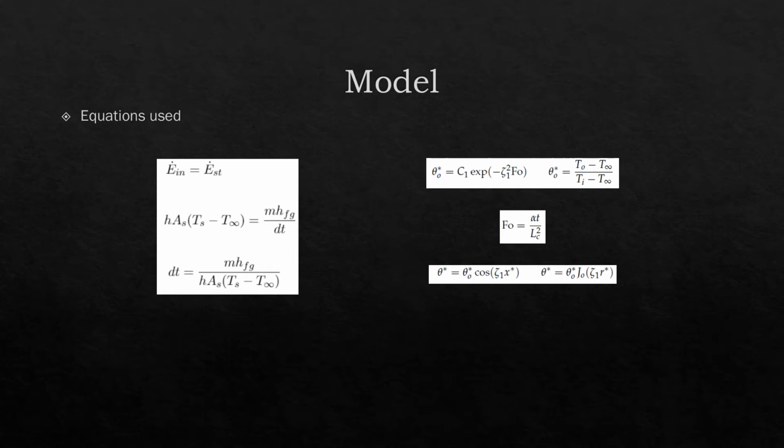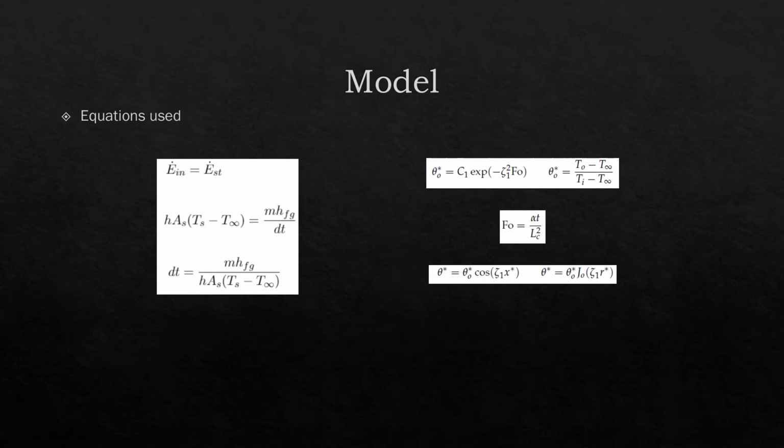In order to calculate the total cook time of the meat, we split our model into two parts. The first part covered the cook time when the stall was not occurring. By knowing our Biot number, we could find our C1 and our zeta 1 values off the table, and then solve for our Fourier number. And once we had our Fourier number, we could easily solve for the time it took for that portion of the cook to be completed.